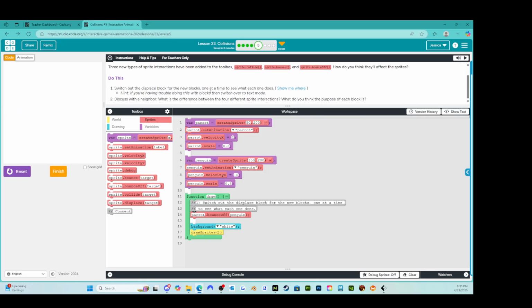That was pretty easy. Discuss with your neighbor or your ducky. What is the difference between the 4 different sprite interactions? What do you think the purpose of each block is? So have fun with that discussion.